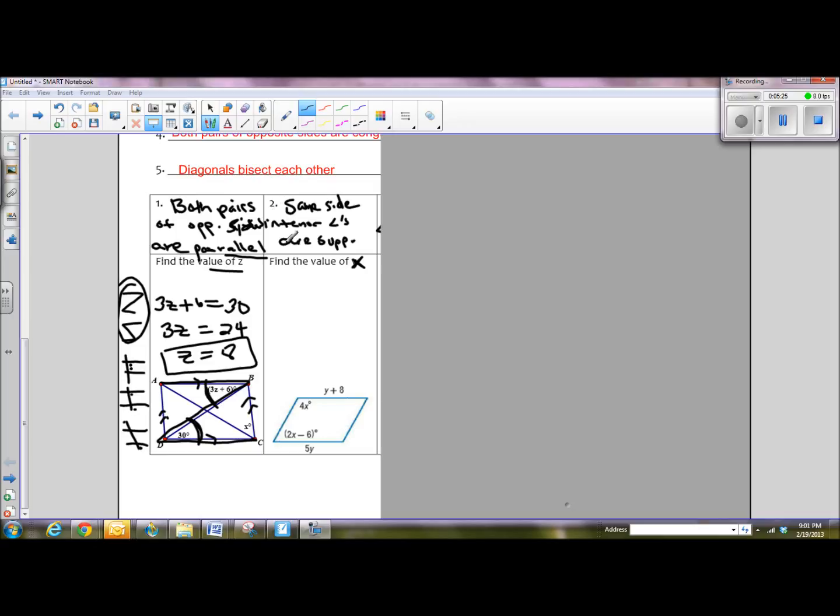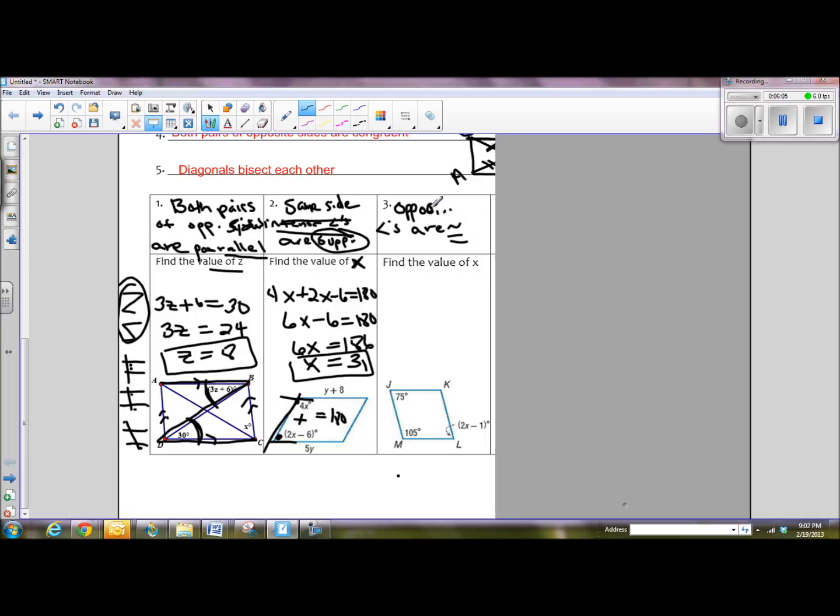The next property that you're going to see a lot is if we know that this is a parallelogram and we know that the same side interior angles are supplementary. So the two angles that are right next to each other on the inside of the parallelogram, they're going to have a sum equal to 180 degrees. So I can say 4x plus 2x minus 6 equals 180 degrees because the same side interior angles are supplementary. And when I solve for the value of x, I get 31.